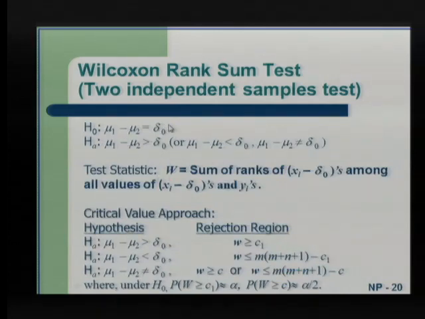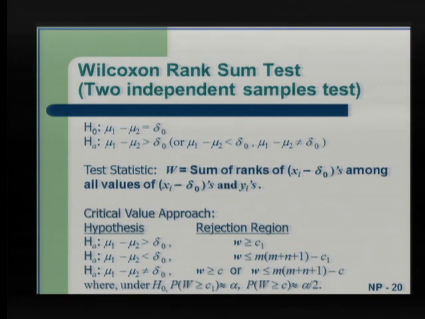Just like a regular two-independent-sample t-test, you have the same kind of null and alternative hypotheses. This is the first step when you test a hypothesis. The second step is to compute the test statistic. Oftentimes people use W to denote it. It's the sum of ranks for the X_i, the measurements in the first sample, the sample with the smaller sample size, minus the difference that you wish to detect. Once you find that rank sum, there are tables to figure out the critical value, if you want to do the critical value approach.